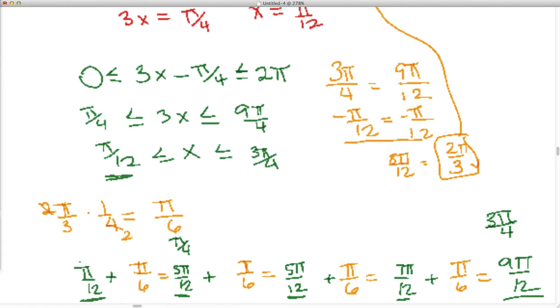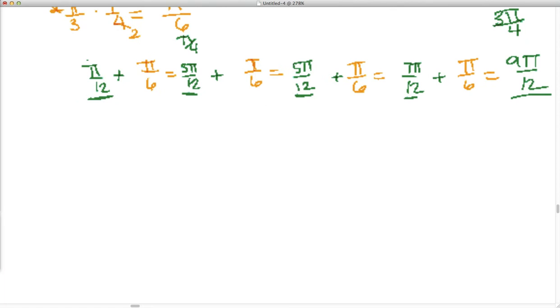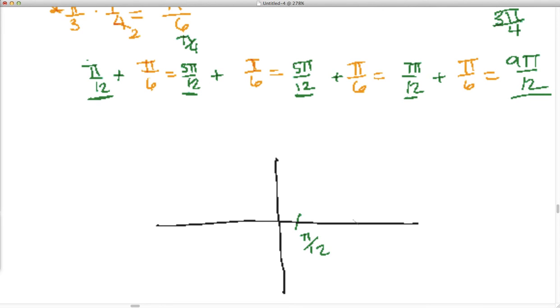So let's plot the points. We're almost done. So we start at pi over 12. The next point is going to be 5 pi over 12, 7 pi over 12, and 9 pi over 12.